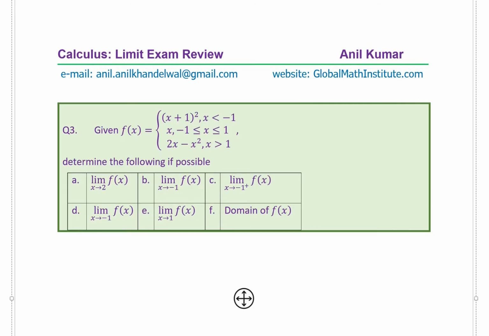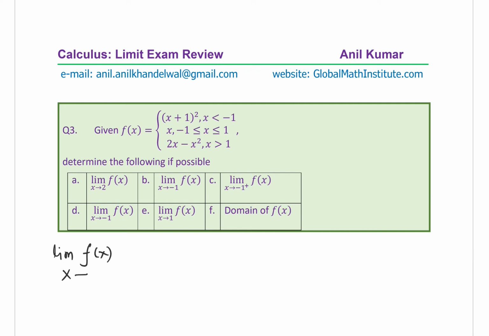Now let's look at question number 3. Question number 3 is, given the function (x plus 1) whole squared where x is less than minus 1, f of x is x when x is between minus 1 and 1, and it is equal to 2x minus x squared for x greater than 1. We need to determine each one of the following. So when we say limit of f of x when x approaches 2, let me rewrite this. So we want to find the limit of f of x when x approaches 2.